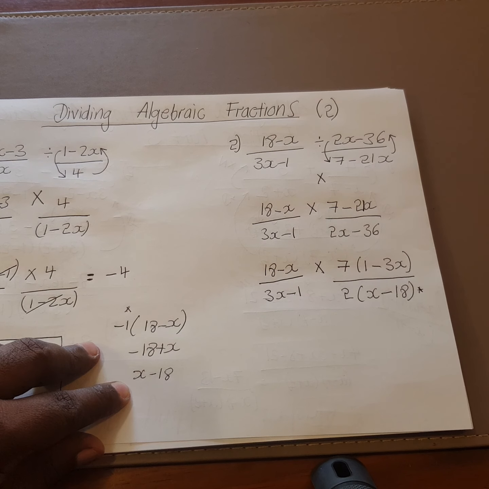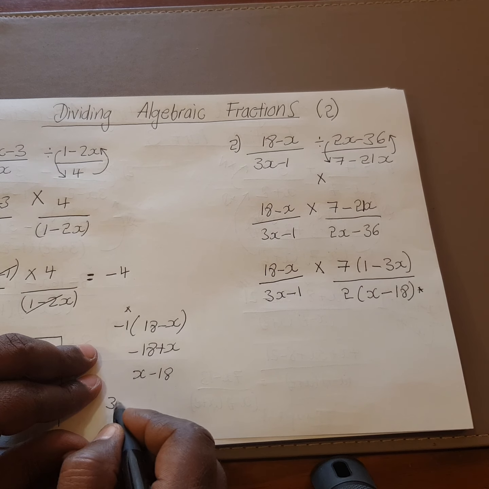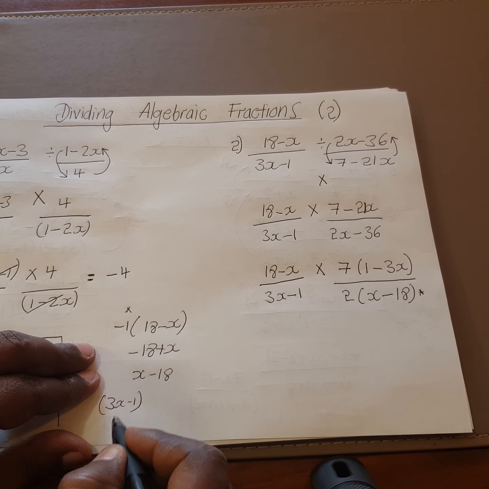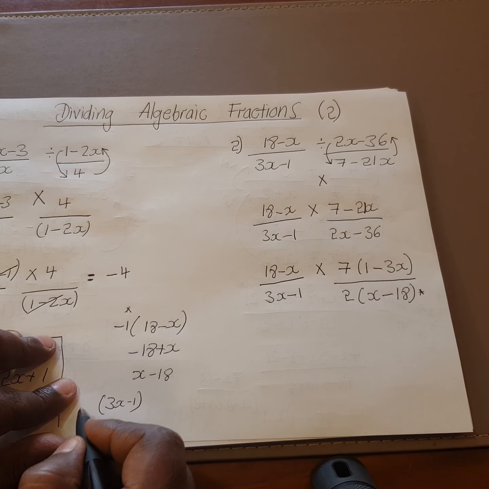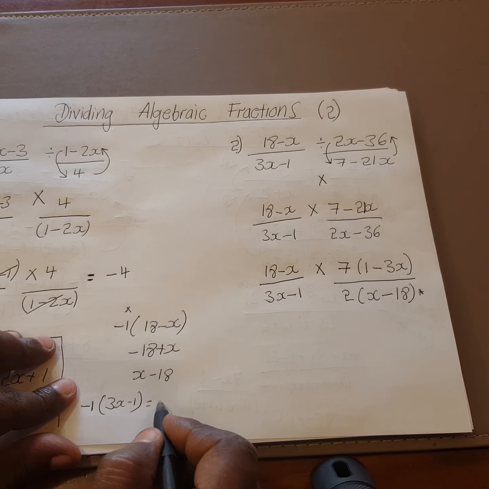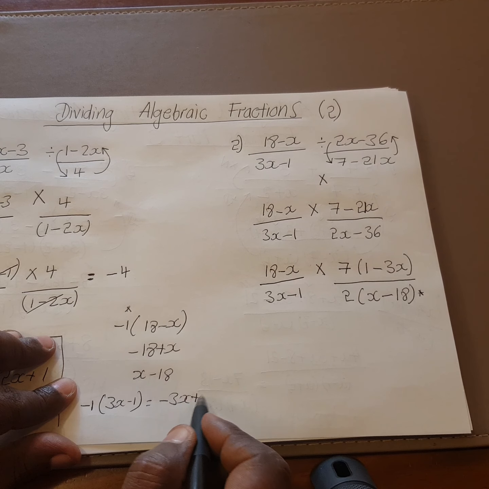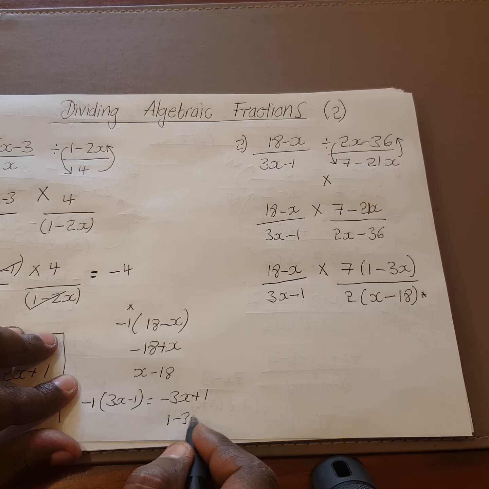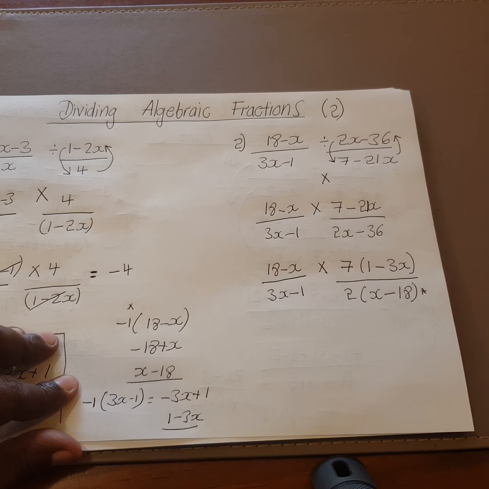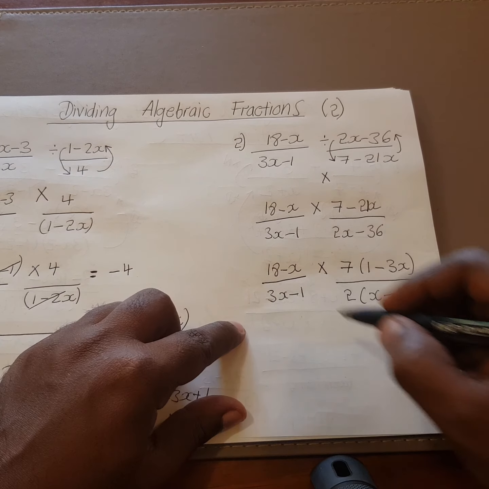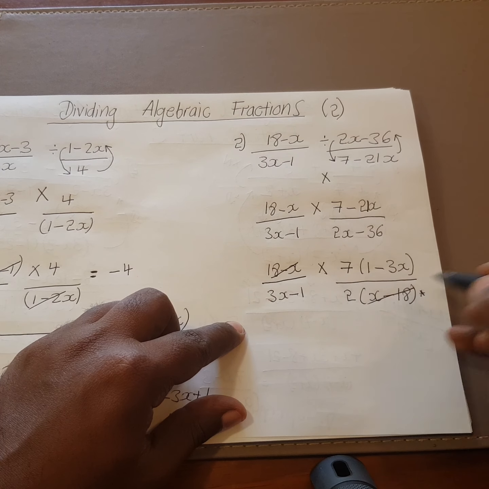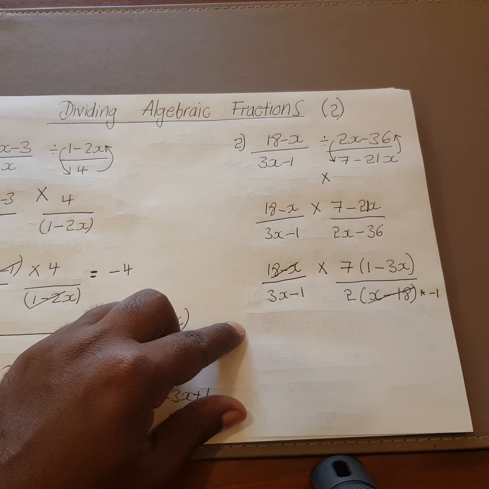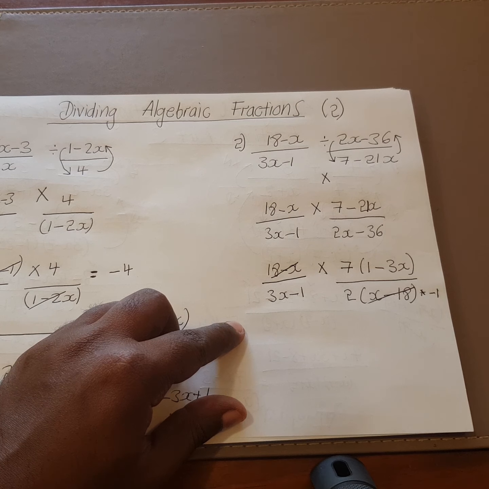Let's look at 3x minus 1. 3x minus 1. All right? Times it by -1. What do we get? -3x plus 1, or 1 minus 3x, which is exactly the same as this one here. So the key player is -1. So what do I do? I'm going to cancel this, cancel this and put -1 there, telling you that when I divide them, you're going to get -1 as my answer.